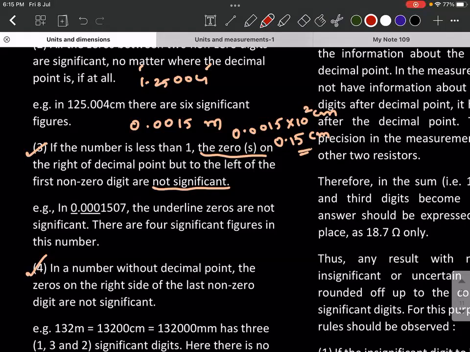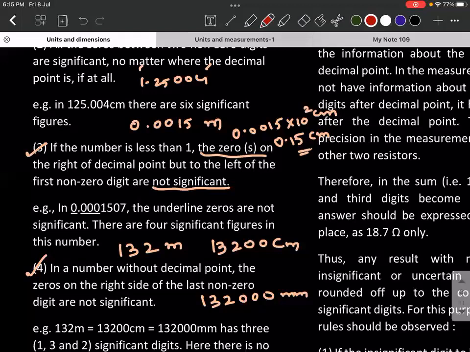Why? Let's take the same example. 132 meter. This will become 13200 centimeter, 132,000 millimeter. It keeps on going like this. If you want to write it in micrometer, you will add 6 zeros. So when you do it, what is happening? Are those zeros important for us?